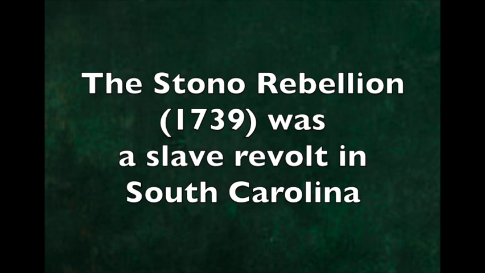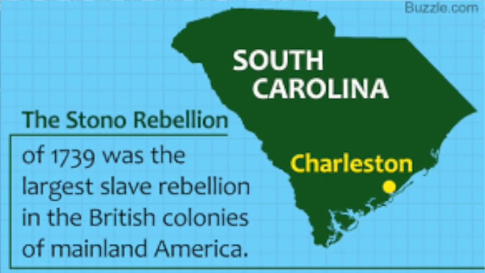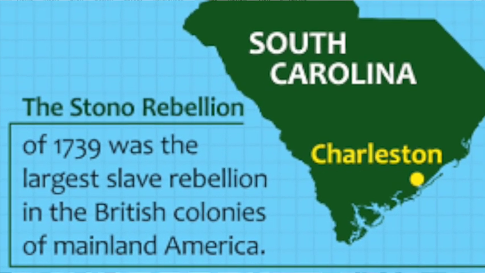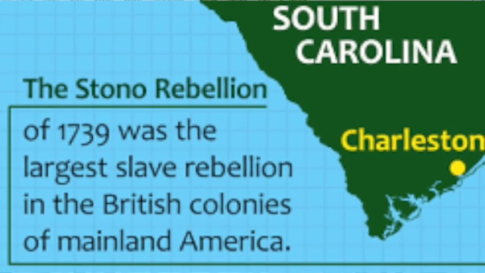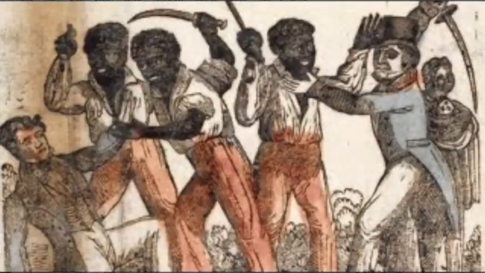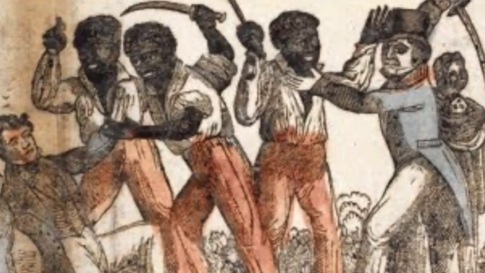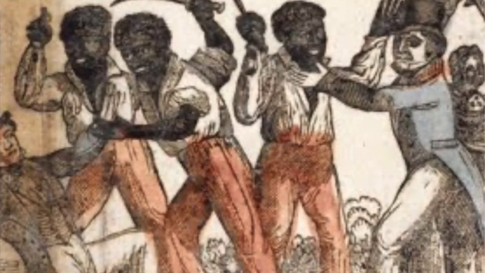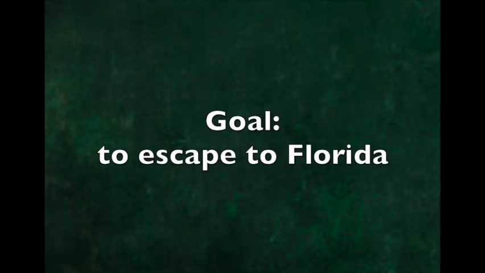The Stono Rebellion was a slave revolt in September of 1739 in the colony of South Carolina near the Stono River, which is about 20 miles from Charleston. It was the largest slave rebellion in the colonies and had about 75 participants, with 25 colonists being killed, 44 enslaved people being killed. Now, the ultimate goal of this rebellion by the slaves was to escape to St. Augustine, Florida, which was Spanish Florida.